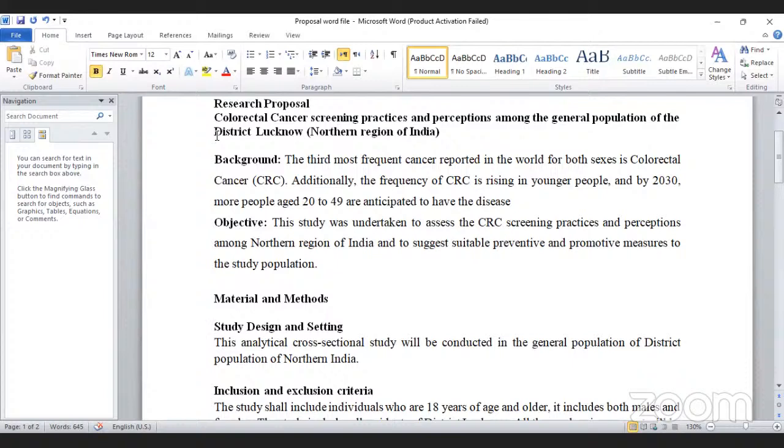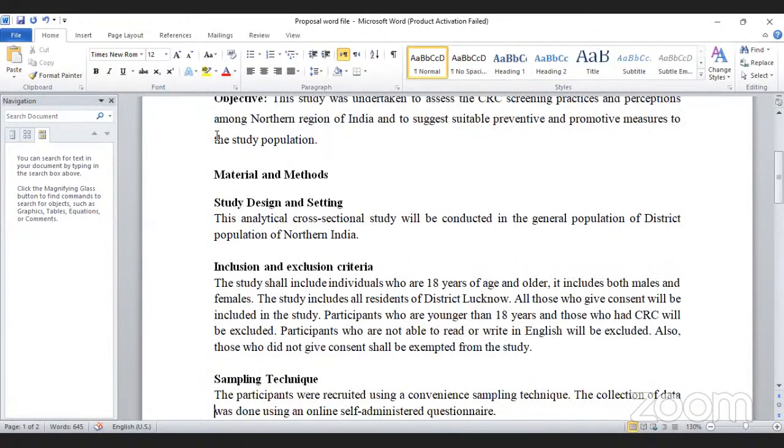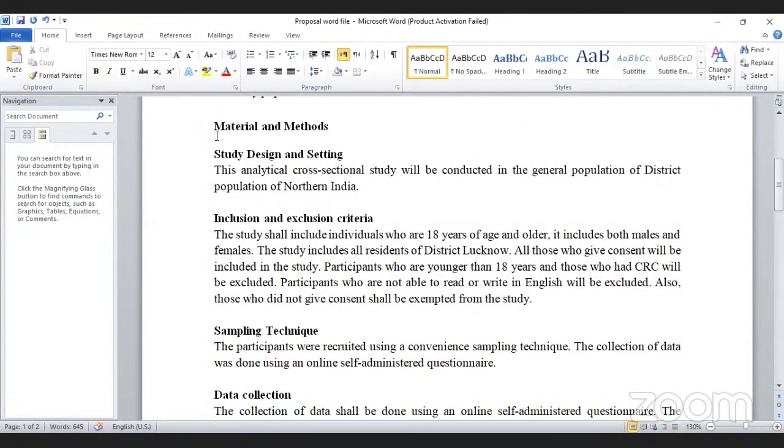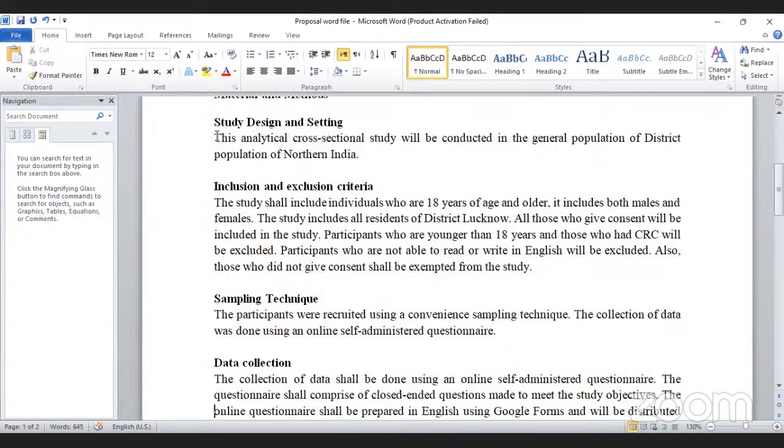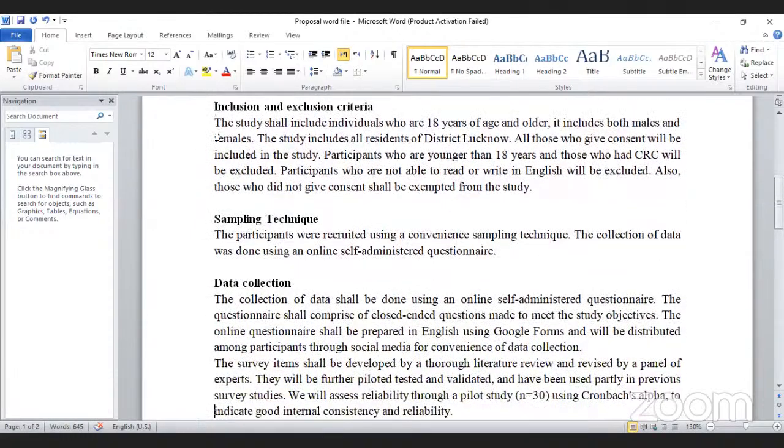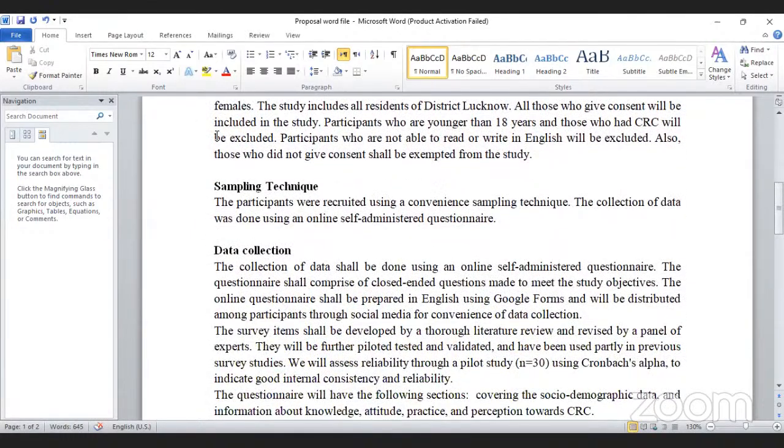Sir, I have taken a sample size of around 400. I am planning to go for a convenience sampling technique, and I will be doing this through an online survey. So this will be an online, self-administered questionnaire, and I will develop a Google form in English, and I will then send it just through email.